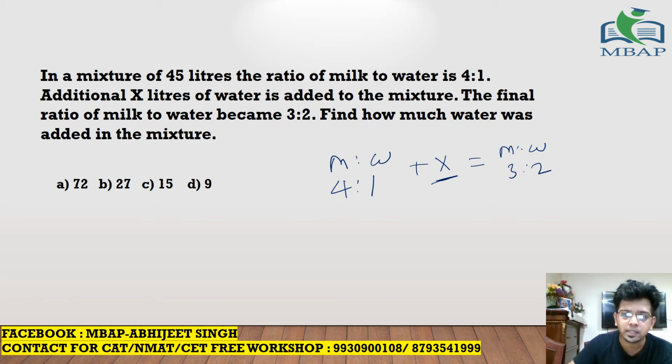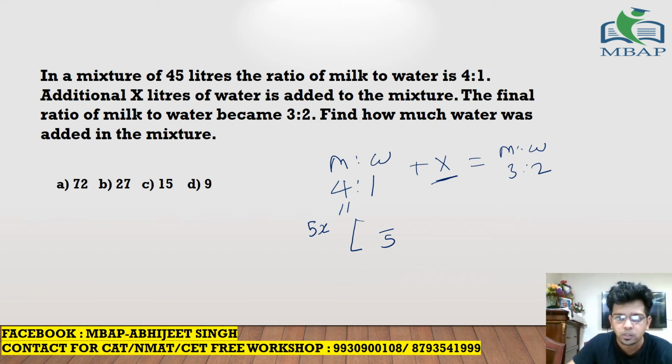Now imagine in the beginning the ratio of milk to water is 4x and 1x. Can you assume the total value as 4x plus 1x, that is 5x? Now the moment you hit the total value as 5x, it means originally you have a value which is divisible by 5.